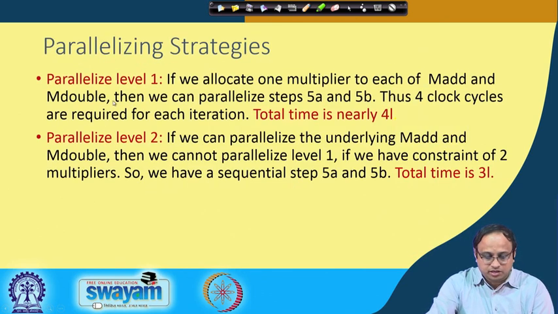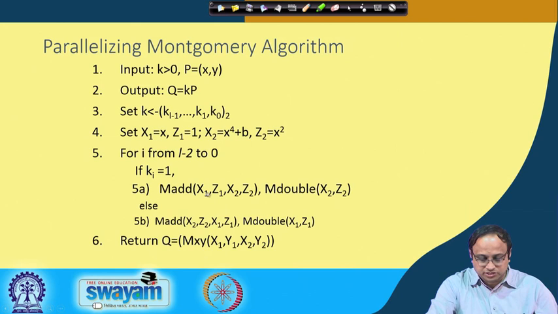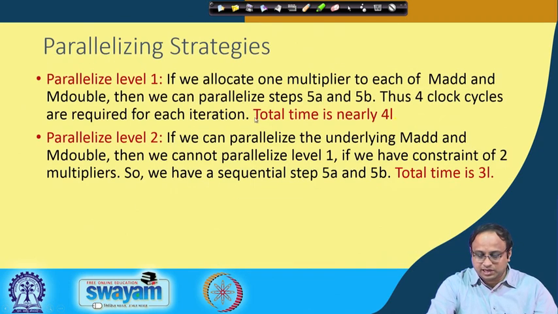So these are the two corresponding strategies that we mentioned. Suppose we allocate one multiplier to each of the m add and m double. That means, suppose you have two multipliers and you allocate one multiplier each to m add and m double. Then you can parallelize steps 5a and 5b, because now you can do this addition operation and doubling operation in parallel, because you have attributed one multiplier to the addition and one multiplier to the doubling operation. If you do that, then you see that 4 clock cycles are required for each iteration.